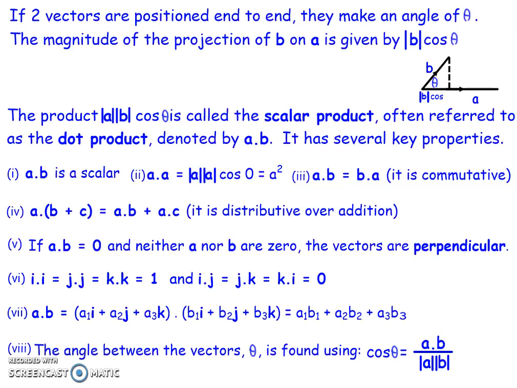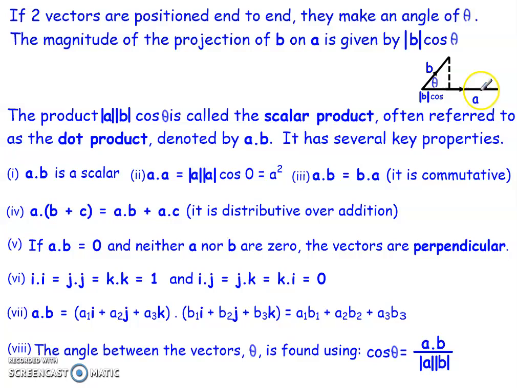So let's set up the scenario. We're going to take two vectors and they're going to be positioned end to end. They're going to make an angle between them of theta. Now, first thing to remember is that the magnitude of the projection of B on A is given by the magnitude of B cos theta. So if we set up the scenario similar to this, there's my vector B, there's my vector A.